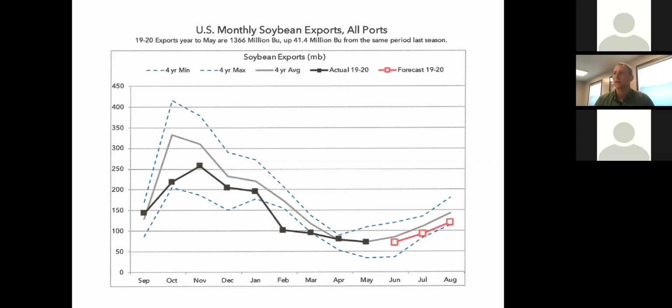You can look at this chart here. We've got U.S. monthly soybean exports out of all ports. The top blue line is the 4-year maximum, the bottom line is the 4-year minimum, and the average is the gray line. In 2019, 2020, we've been below the average. The trade deals are just really getting going and coming to fruition. We've been seeing below average exports to China, but now we're working our way through that.